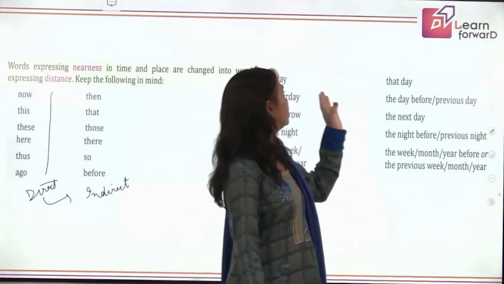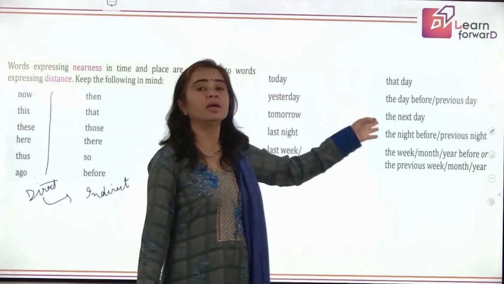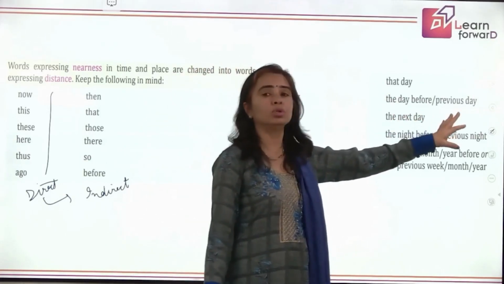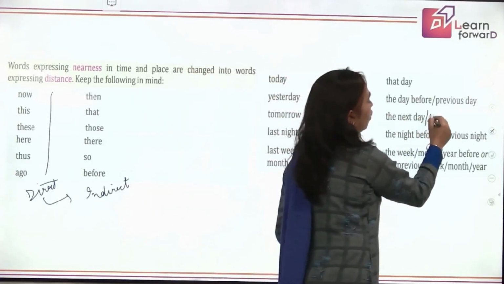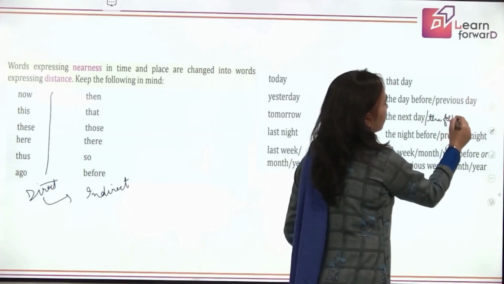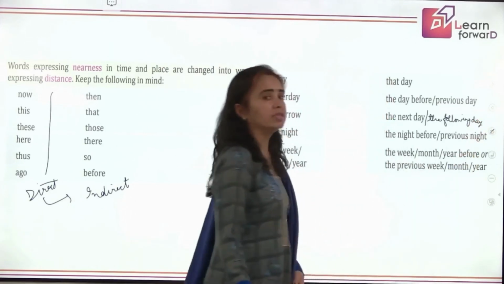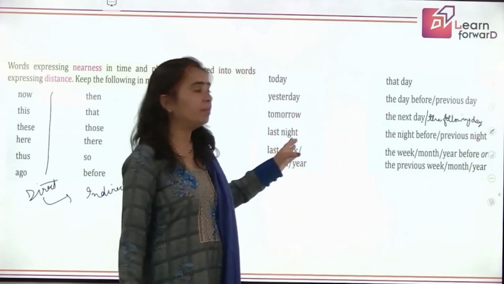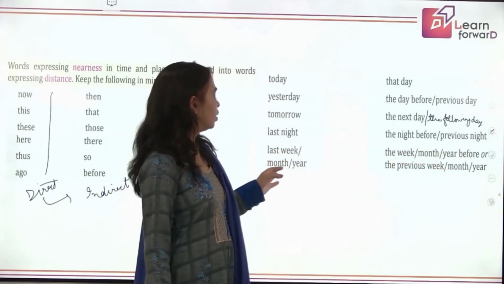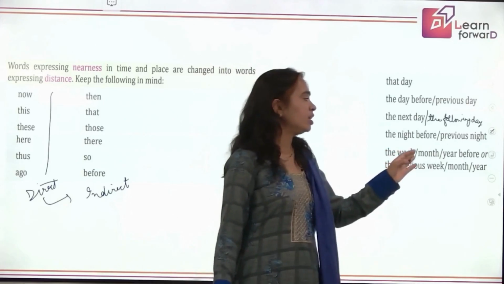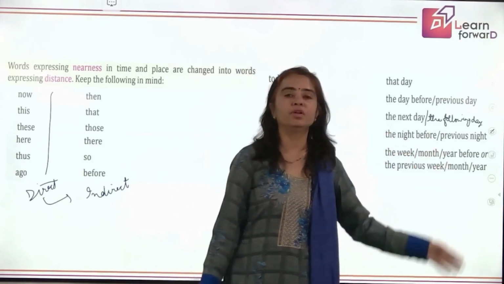Similarly, we have the words denoting time. Today becomes that day, yesterday becomes the day before or the previous day, both are correct. Tomorrow becomes the next day, you can even say the following day. Both are correct. Similarly, last night becomes the night before or previous night. And last week or month or last year, they change to the week, the month, the year before, or the previous month, the previous week, the previous year, like this.